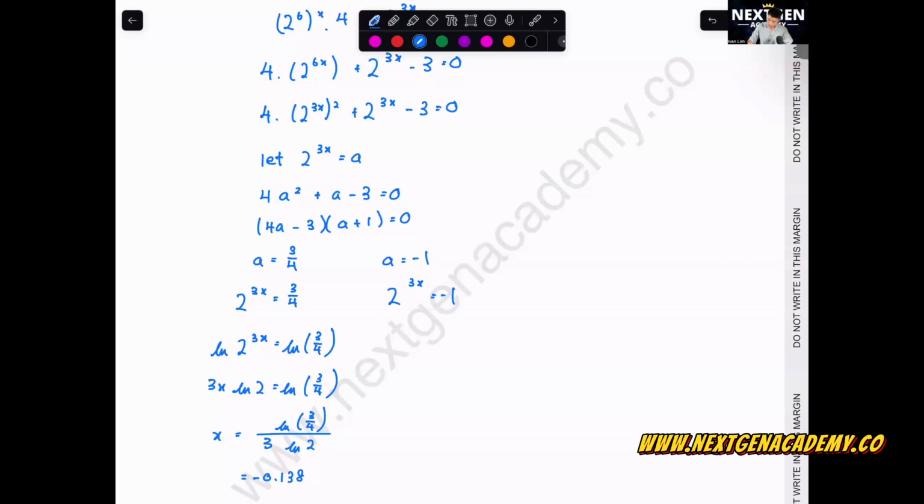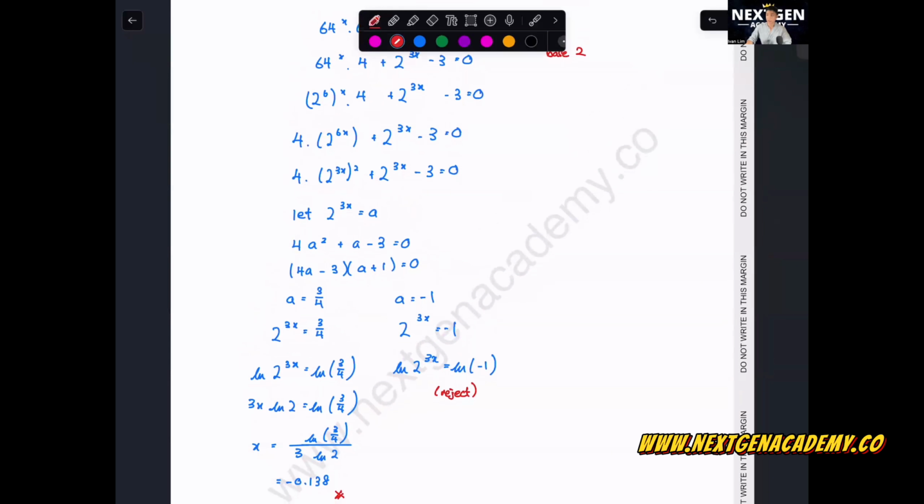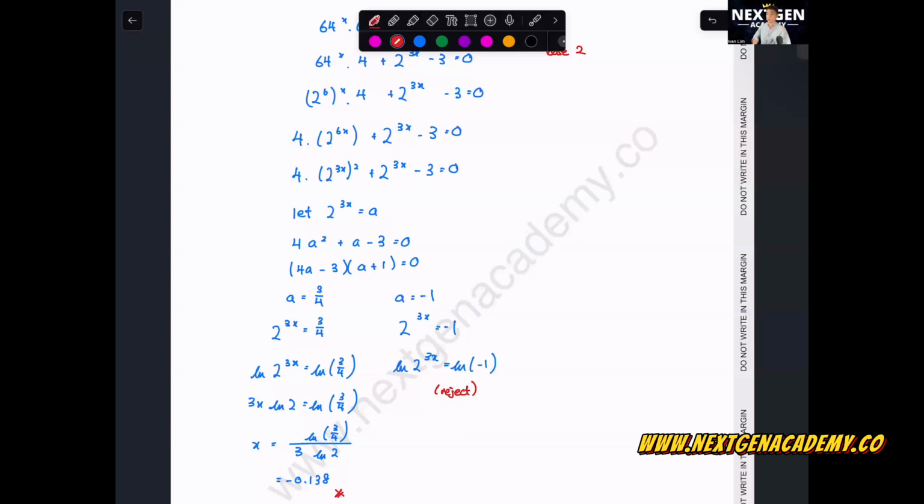Okay, we're going to do the same thing for this one. ln 2 to the power of 3x equals to ln negative 1. Can do or not? We cannot do a ln of a negative. So this one we reject. Okay, so the final answer is just this. X can be negative because we are not solving for a ln equation. The x value is in terms of power up there.